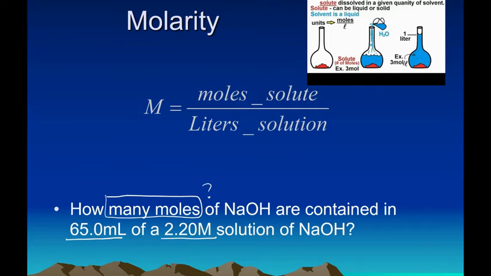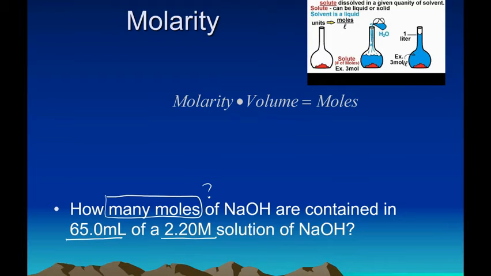So look at our equation. Molarity equals moles of solute divided by liters of solution. Now I need to manipulate that. Molarity times volume equals moles. And if you look at this from dimensional analysis, the units for molarity are moles per liter times volume in liters. That's going to end up canceling liters. You're going to end up getting moles. So that's what you need to do in this question.